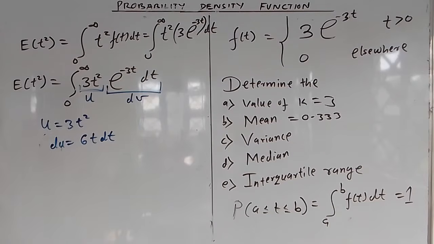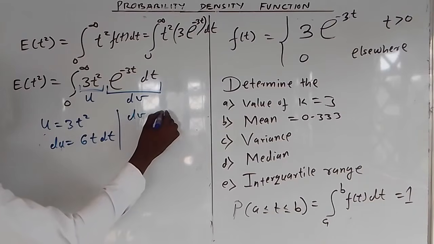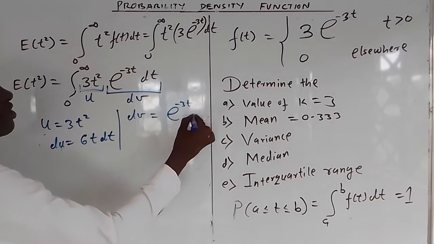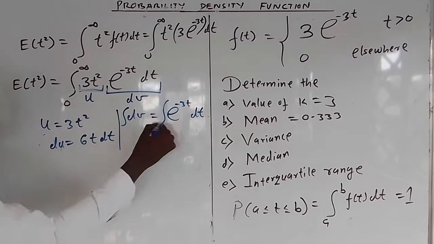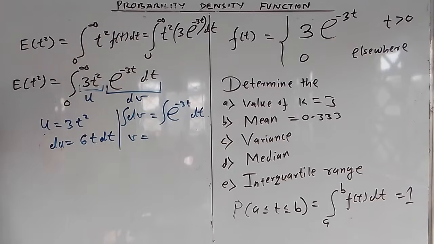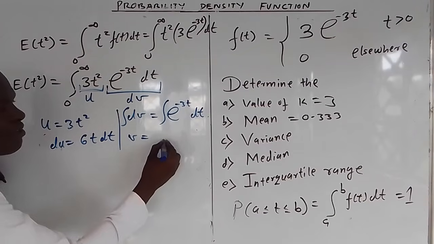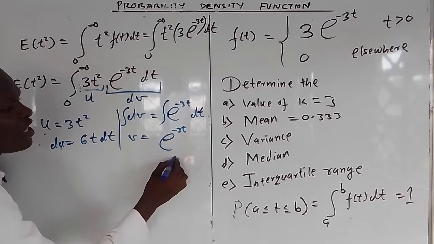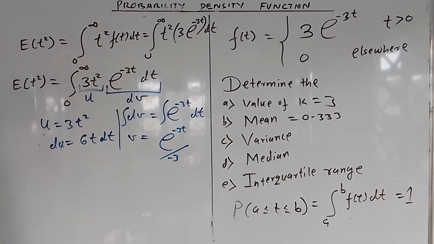Are we together? Then, what is your dv? Exponential negative 3t dt. So for you to get v, you have to integrate to remove this d, isn't it? You have to integrate, and you remain with v. So v, if you integrate exponential negative 3t, you have exponential negative 3t, then you divide by the derivative of the inner function, which must be a constant, that negative 3 you are seeing there.